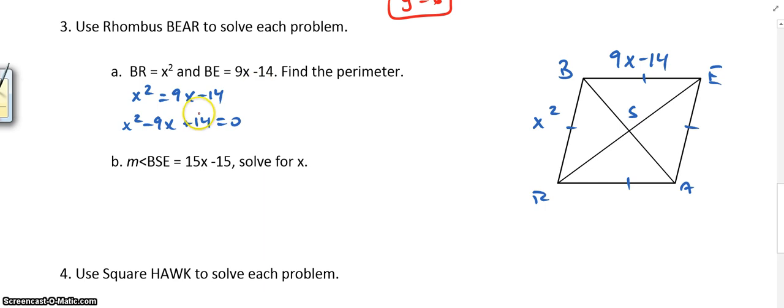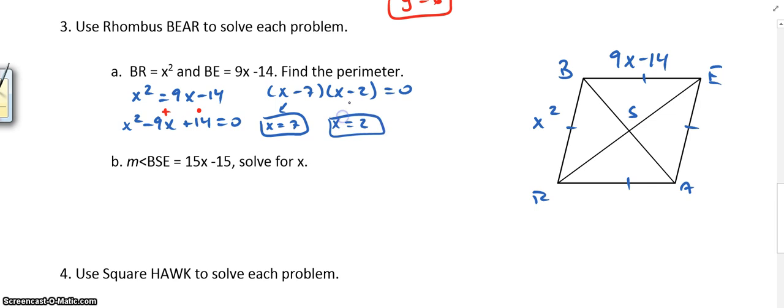So now we need to find two numbers that multiply to positive 14 and add to negative 9. That gives me x minus 7, x minus 2, negative, negative. So my solutions are x equals 7 and x equals 2. Alright, so we got two solutions.